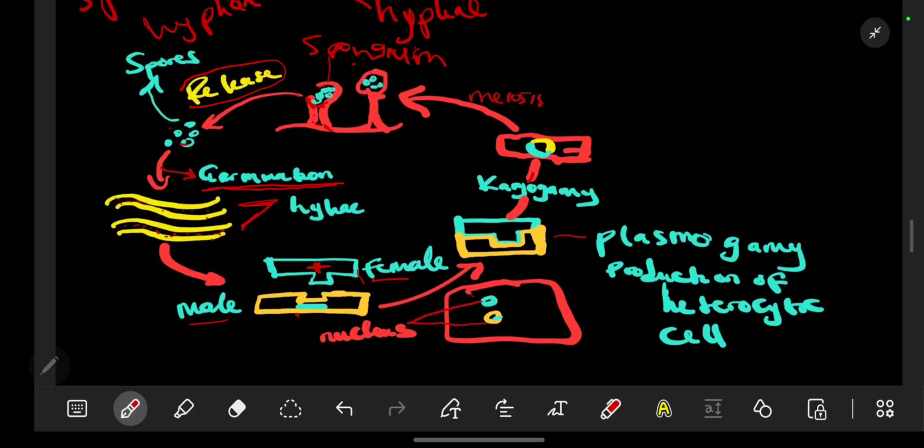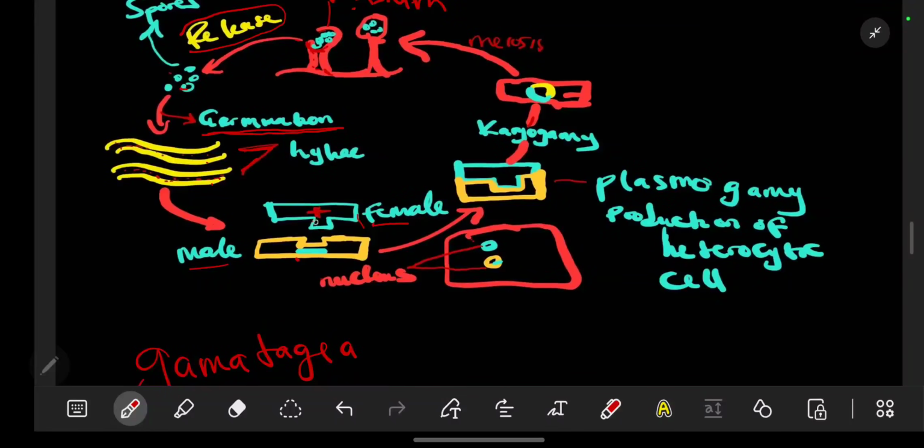So for Zygomycete, we just use the plus or the minus. So that's that for gametangia. You use the positive and the negative. We don't use anything else. So this specialization is what we are going to call differentiation. During differentiation, they were the same hyphae, but they have specialized to become male and female.